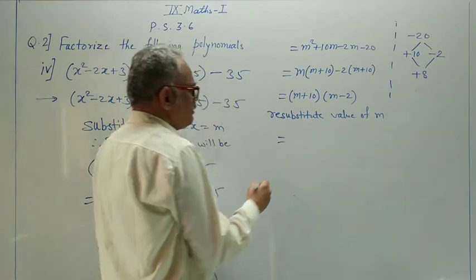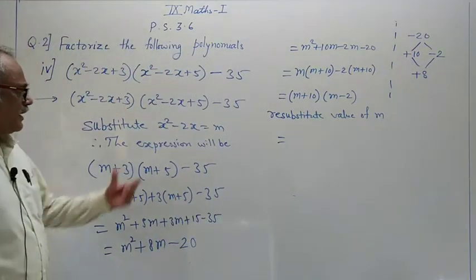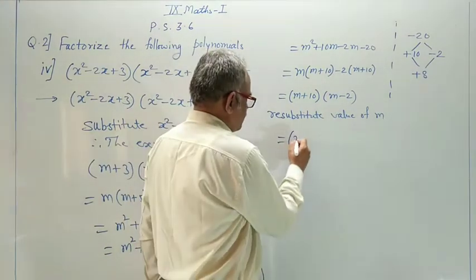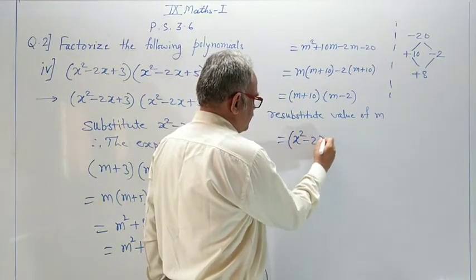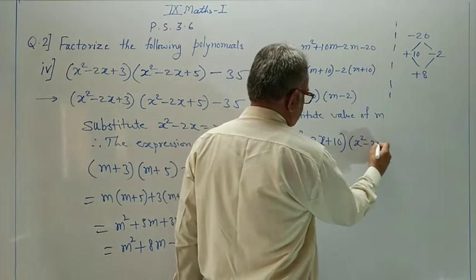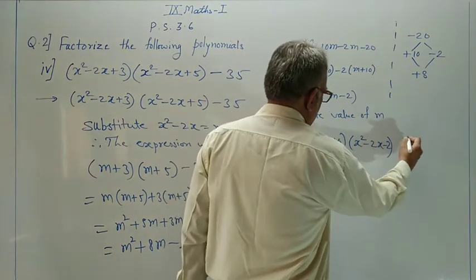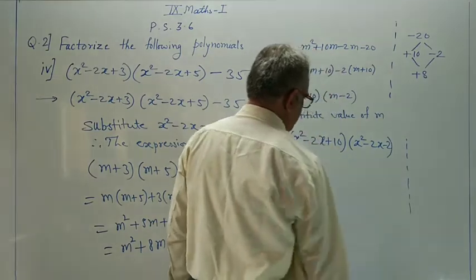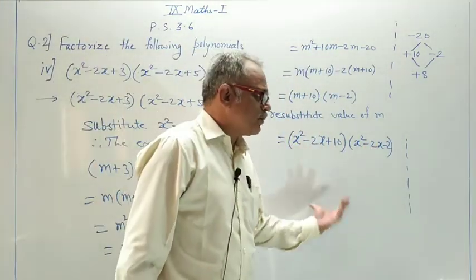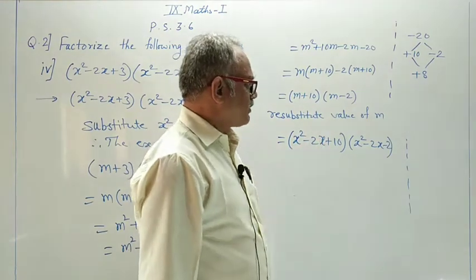So what is the value of m? M is x square minus 2x. So we get x square minus 2x plus 10 and x square minus 2x minus 2. Now we have to try to factorize these by doing rough work. Many times we have factorized into 2 factors, 4 factors, sometimes 3 factors.